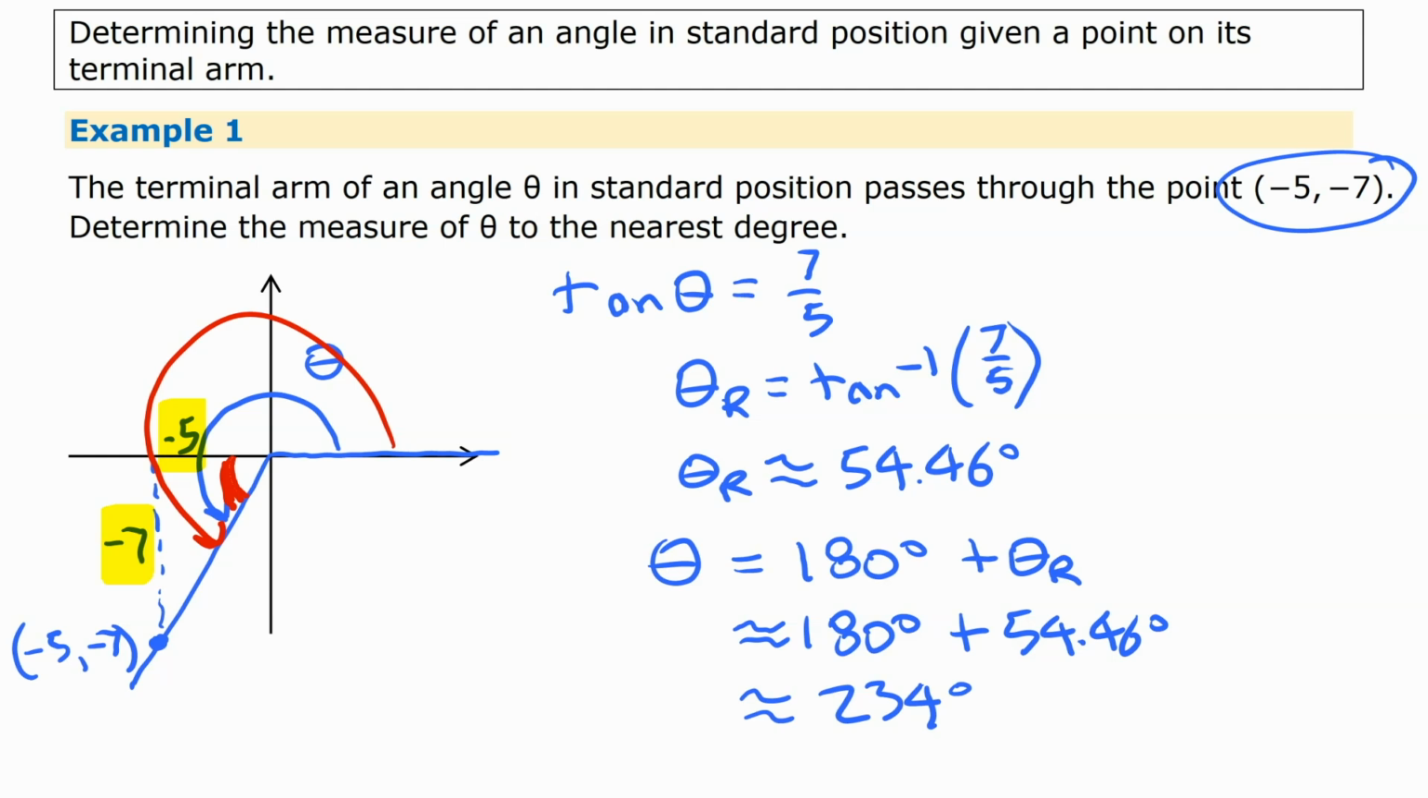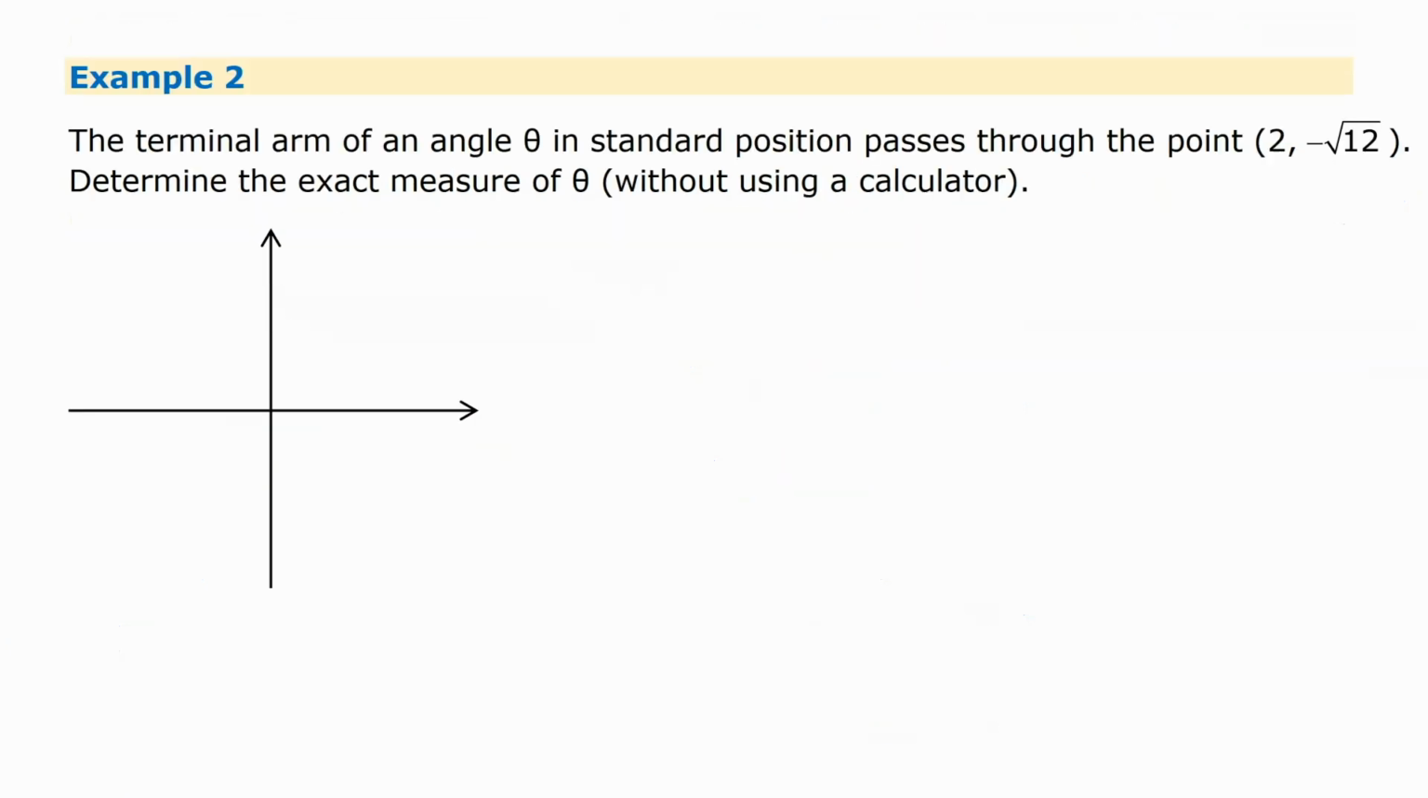All right, and that's our angle. Let's do another one. In this situation, we're asked to do the same thing. We have a point 2, -√12 on the terminal arm, and we're asked to find the measure of theta. This time, though, it's important to notice it says the exact measure of theta without using a calculator.